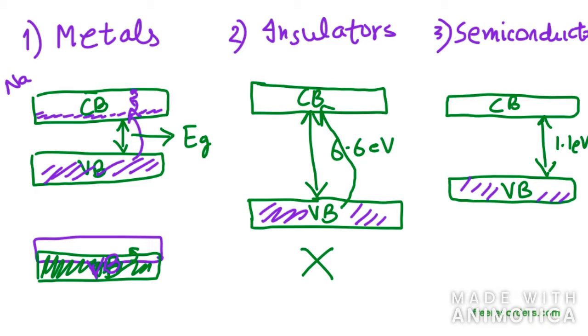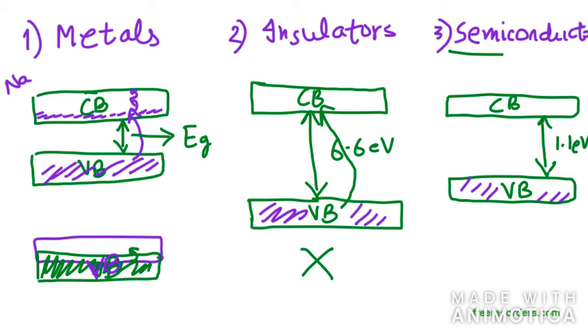Now, when we talk about semiconductors, the forbidden band gap energy is 1.1 electron volts. Due to this smaller width of the forbidden energy gap, the electrons in the valence band find it comparatively easier to shift to the conduction band. So the conductivity of silicon is in between conductors and insulators. Therefore, they are known as semiconductors.